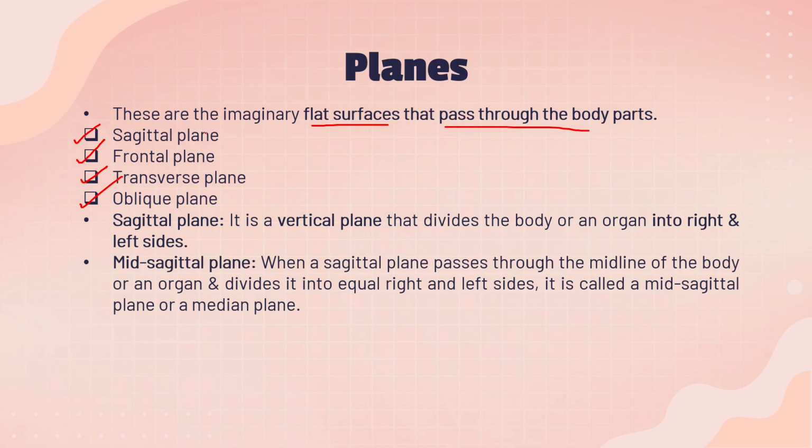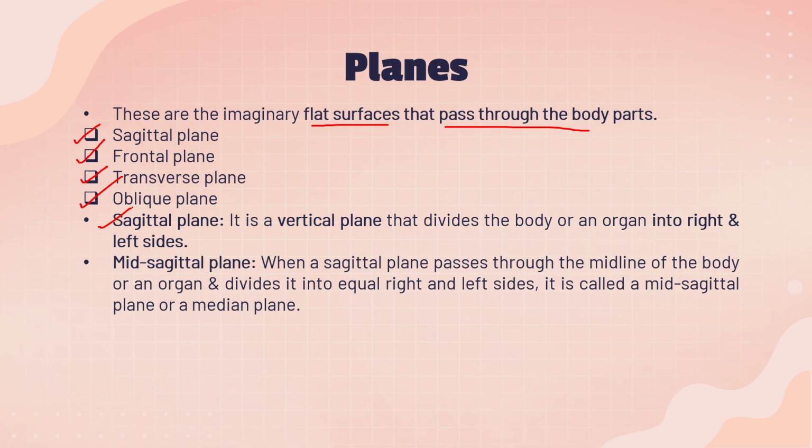Now sagittal means it is the plane which is passing through the body and dividing the body into right and left sections. Okay, this is the sagittal. Now there are two types of sagittal plane. First is the mid sagittal and second is the parasagittal. Mid sagittal means what? The plane which passes through the midline of the body.